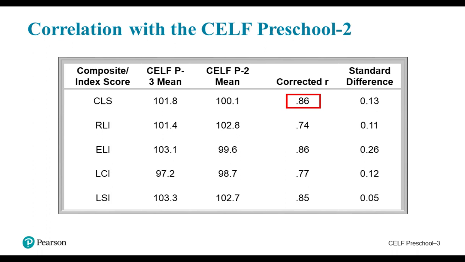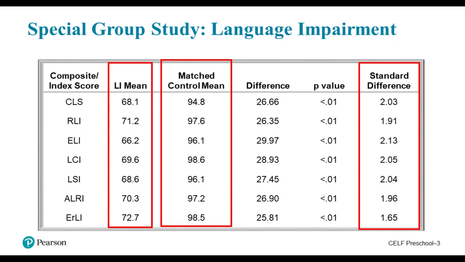And typically when we think about the purposes for which we use a tool like CELF Preschool-3, we use composite scores to make diagnostic decisions, to make decisions related to the types of services that the child would need. So this high correlation between composite scores is a good indicator that children's classifications would be similar either using CELF Preschool-2 or using CELF Preschool-3.